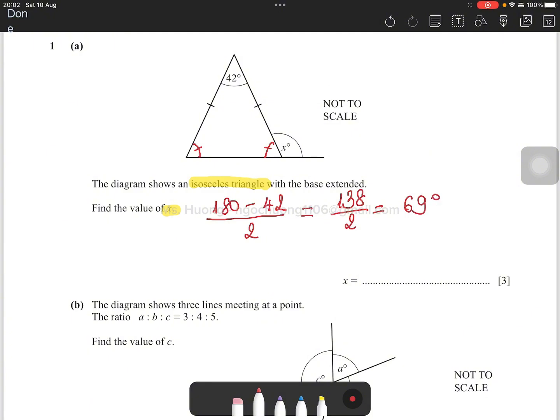And then to find the value of x, which is the blue angle, you see that the red and the blue angles add up to 180 because they are the angles on a straight line. So to find the value of x, we'll subtract 69 from 180, and the answer is 111 degrees. So x is equal to 111.